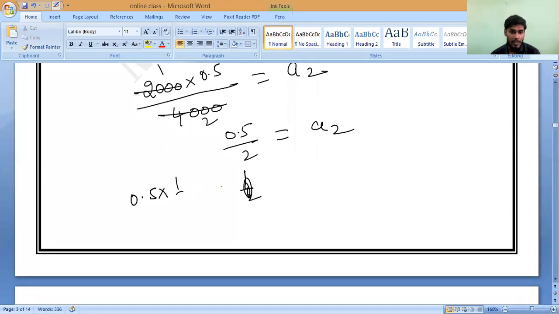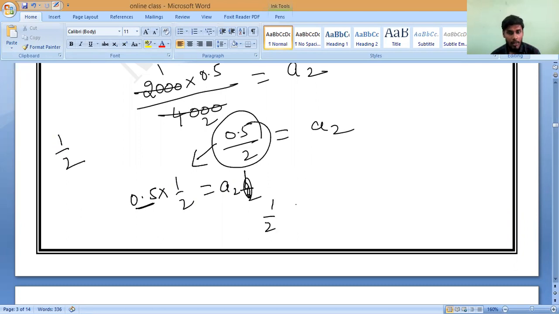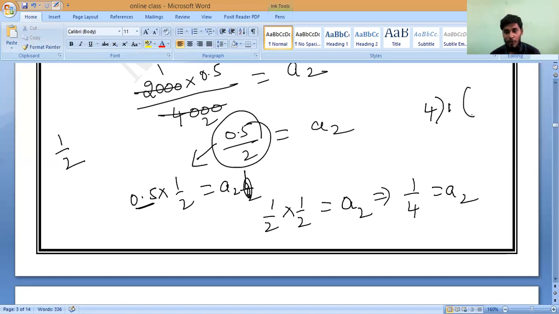Can I write like this, Ra? Is this right or wrong? Please tell me. Now again, 0.5 means what? 0.5 means again 1 by 2 only. Correct or not? So 1 by 2 into 1 by 2 is equal to A2. So what is 1 by 2 into 1 by 2? 1 by 4, sir. 1 by 4 is equal to A2. So 1 by 4 value, how much, Ra?